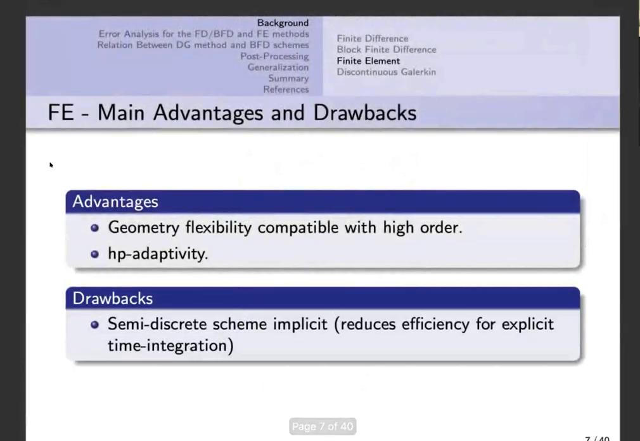The specific finite elements method that we will look into is called the discontinuous Galerkin method. But for the FE method in general, we have the advantages of geometric flexibility, compatibility with high order, and hp adaptivity. As far as the drawbacks are concerned, naturally the semi-discrete scheme is implicit, which reduces the efficiency for explicit time integration. But the discontinuous Galerkin method overcomes some of those drawbacks.